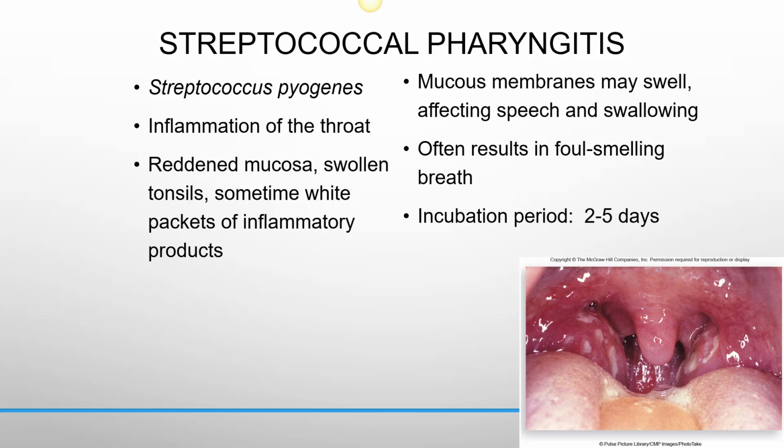not smell great. So you have inflammation of the throat, red mucosa with swollen tonsils. Sometimes there's white packets of inflammatory products that you can see on the tonsils. So looking at this picture in the back, this is the uvula, and then here are where the tonsils are. So you're going to see these white patches on the tonsils. And if the patient does not have tonsils, you're still going to be able to see some white patches on the tissue that used to be the tonsils. Mucous membranes may swell, affecting speech and swallowing, often results in foul-smelling breath, and the incubation period is 2 to 5 days.